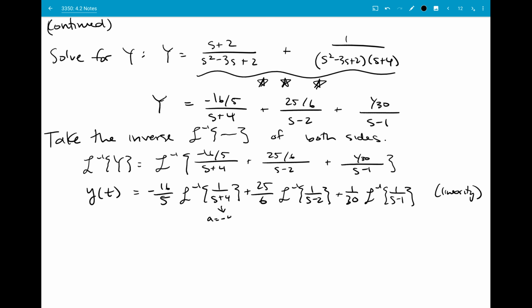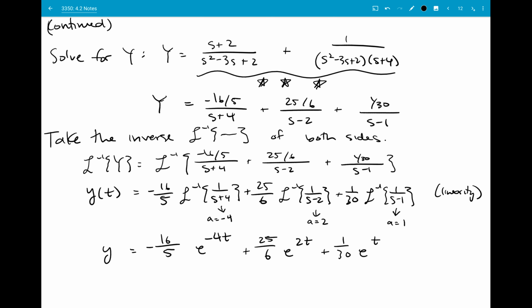And then all of these are just exponential type terms. I've got a equals minus 4 to get s plus 4. I've got a equals 2 to get s minus a as s minus 2. And a equals 1 to get s minus a as s minus 1. So then our inverse Laplace transform table would tell us that that's minus 16 over 5 e to the minus 4t, plus 25 over 6 e to the 2t, plus 1 over 30 e to the t.